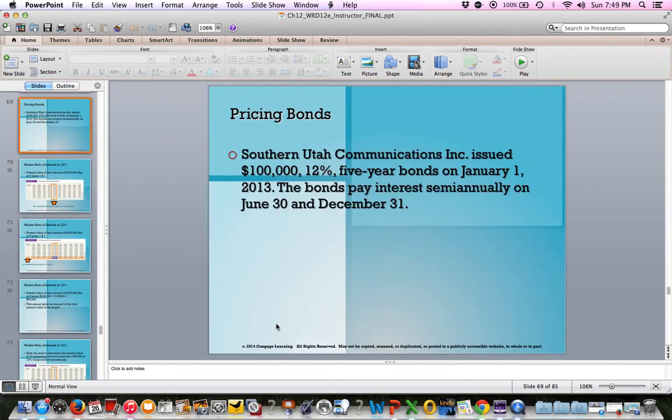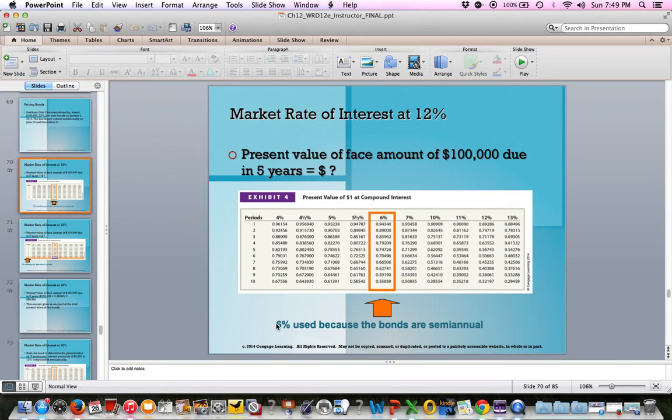And so pricing of a bond works much like that. And so it says Southern Utah issued a $100,000 12% 5-year bond on January 1. The bonds pay interest semi-annually on June 30 and December 31. And so we just have to look at our table and go, okay, the present value of the face amount of $100,000 due in 5 years, 12%. And this is, now keep in mind, it says market rate is 12%. But we're looking at 6% because the bonds are semi-annual. So we have to divide the interest rate by 2. Okay, and so that's the first part of that.